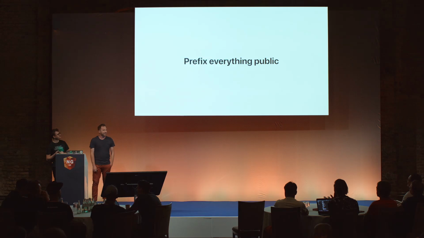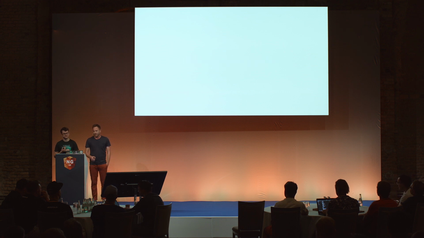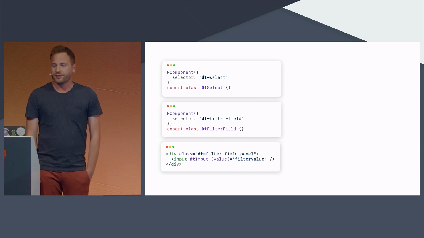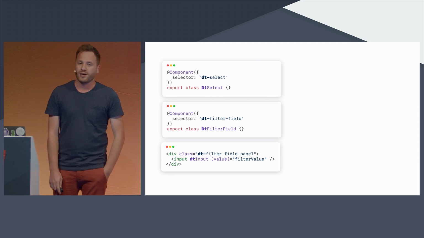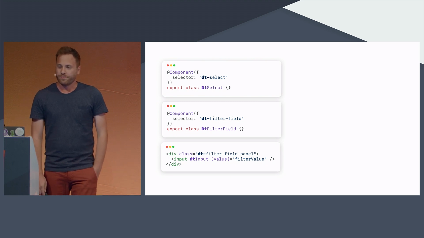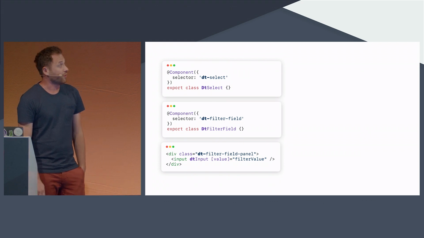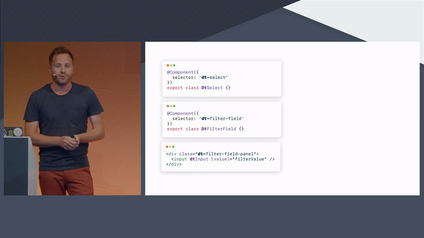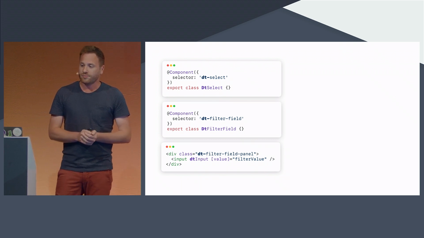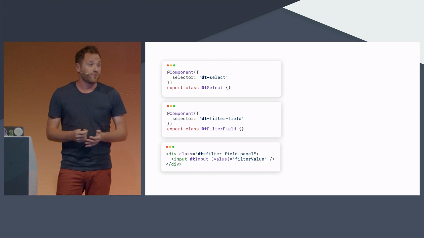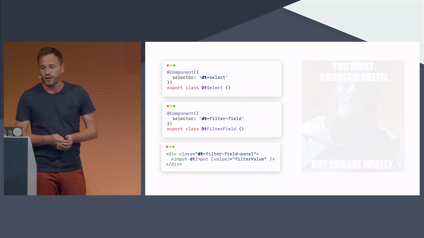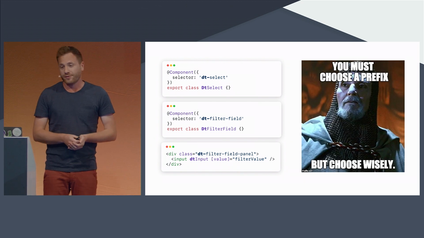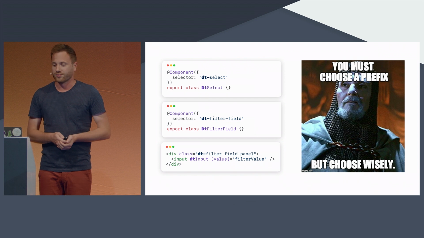Yeah, so the first contract we try to rely on is that we prefix everything that goes public. This helps our users to clearly distinguish between symbols that are provided by the library and their own. And it helps with debugging, so you can clearly see, for example, in your DOM, what elements come from the library and what don't. And it gives you another safety layer, for example, for view encapsulation. But be aware, choose your prefix wisely. It will stick with you a long, long time.